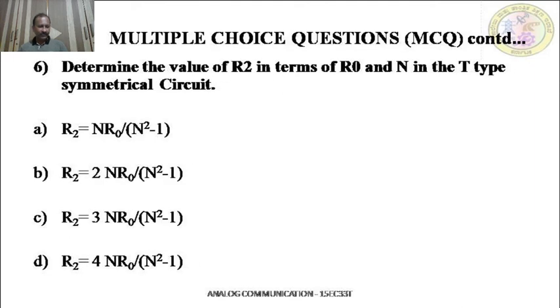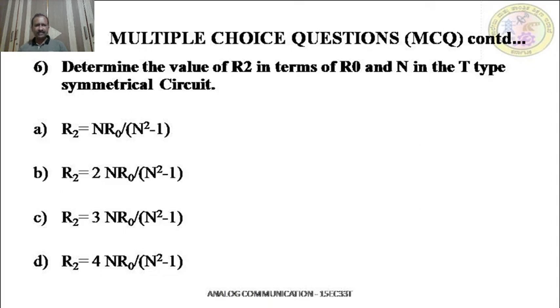Sixth one, determine the value of R2 in terms of R0 and N in the T-type symmetrical attenuator. Options are A, R2 is equal to N into R0 divided by n square minus 1. B, R2 is equal to 2n into R0 divided by n square minus 1. C, R2 is equal to 3n R0 divided by n square minus 1. D, R2 is equal to 4n R0 divided by n square minus 1. In this case, the correct answer is B.